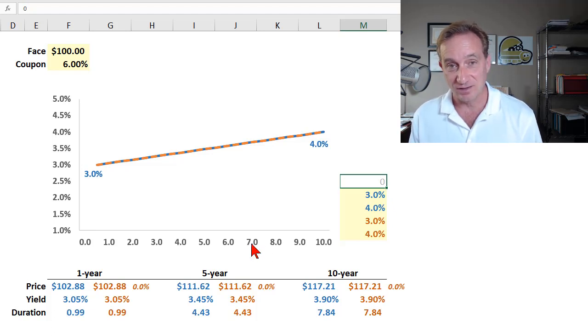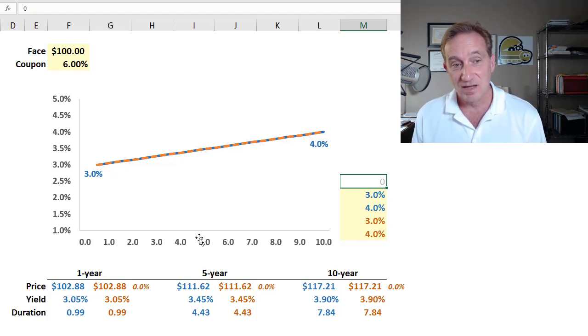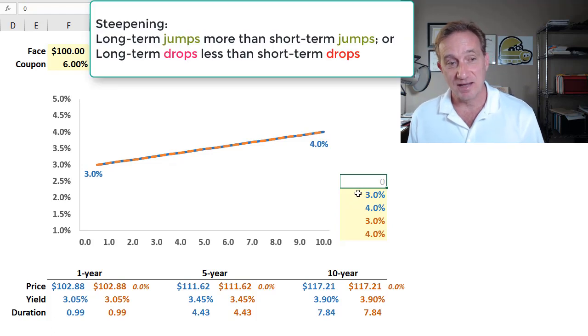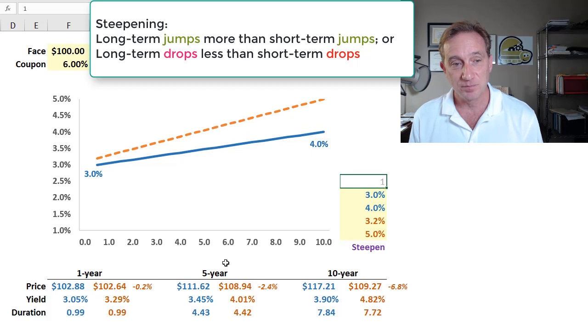And twists include steepening or flattening. So steepening or flattening are the most common explorations of non-parallel shifts. And so now let's look at a steepening. And the most intuitive steepening is probably when the long-term rate increases by more than the short-term rate. And that's what I've done here, right? Solid blue is our baseline. Dashed orange is where we shift to.